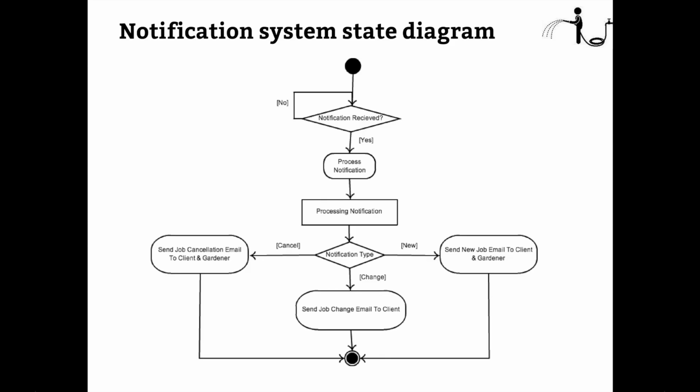State diagrams were also created as part of our analysis of the system design. Here is an example of the state diagram for the notification system. The system waits for the notification to be received, and once it is, the notification process is started. And when the notification type is identified, the system will send the relevant and corresponding email.